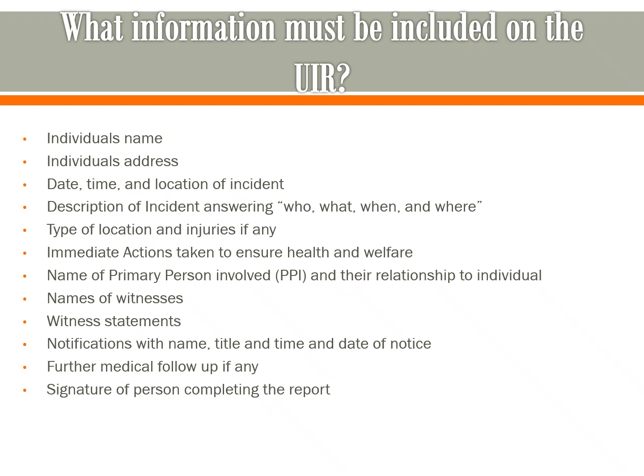The primary person, also known as PPI, is the person who caused the incident or perpetrator. For example, if an individual's money is stolen, the PPI would be the name of the person who stole the money. This is never an individual who is receiving services, even if peer-to-peer incidents. Also note what the relationship is between the PPI and individual. If there were witnesses to the incident, get their names and, if possible, their statements of what they saw and any actions they took. For notifications, who did you report the incident to?